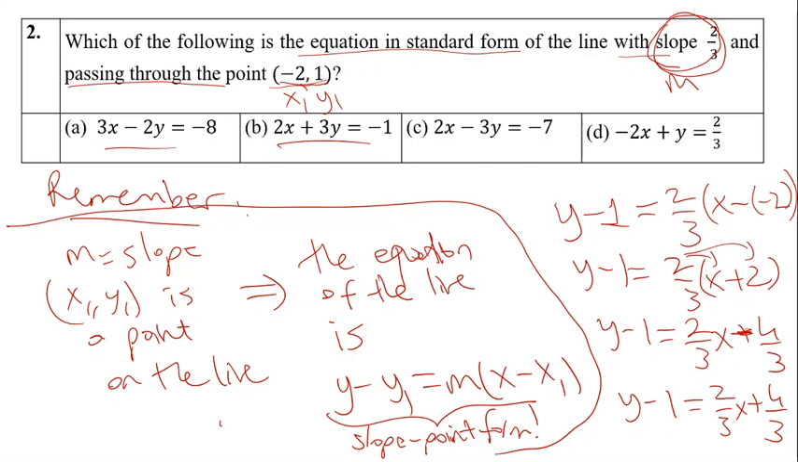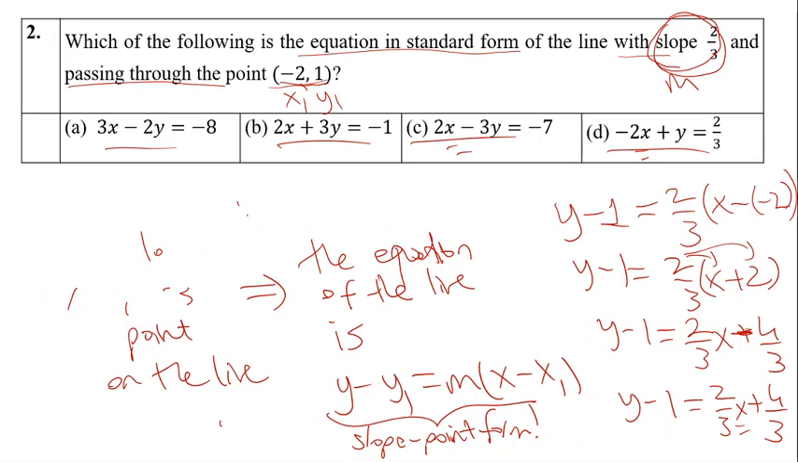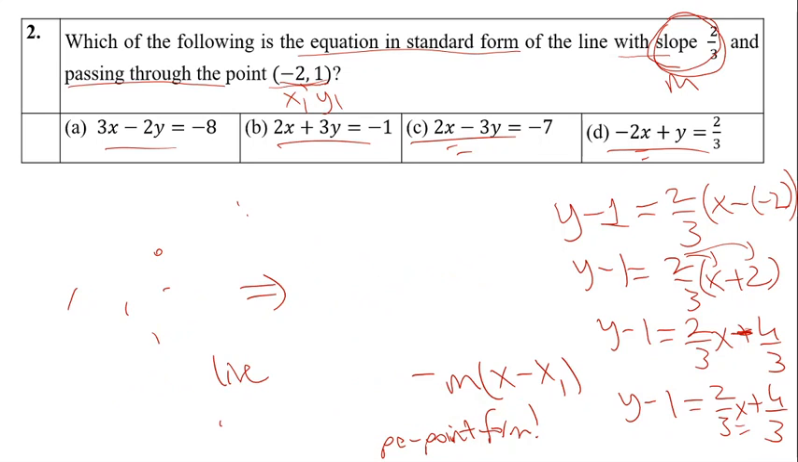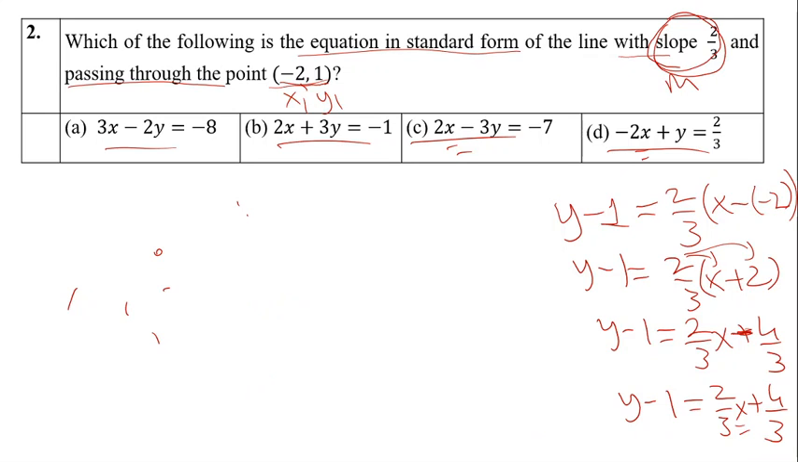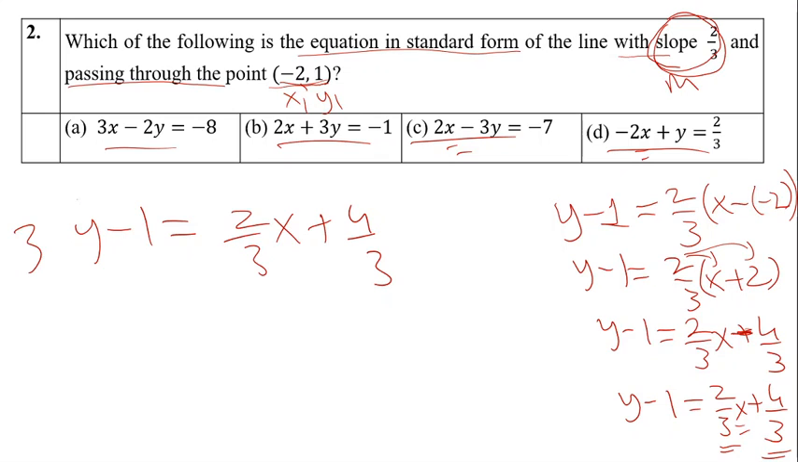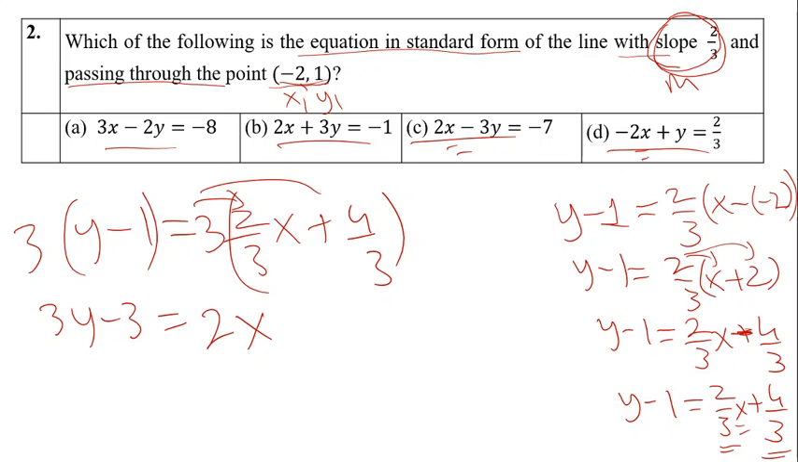We want to get something like this. As you see, the coefficient of x is not a fraction, it's not a kasr. For this reason, we do some multiplication. We multiply the equation with some number so that we get rid of this 3 here. So we don't want 3. So it's better we write 2 over 3 x plus 4 over 3. You can multiply with 3 both sides. So you will have 3y minus 3 equal to 2x plus 4.